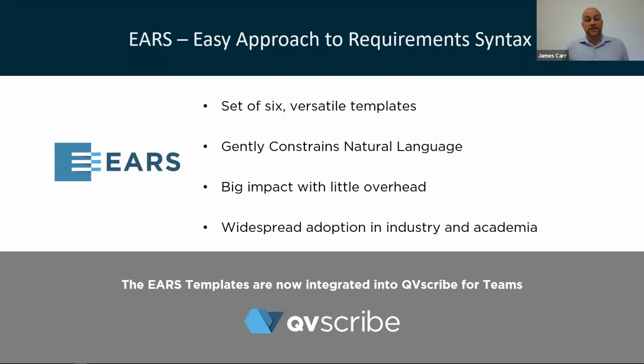So one of the exciting things about our call today, we're going to be going over the new features of QV Scribe. And one of those is a new EARS integration of these templates directly into QV Scribe for Teams. With the enterprise version of our software, you can get a drop-down menu that has each of these templates listed, and then it's just a matter of filling in the blanks. So we're really excited to show that to you as well.